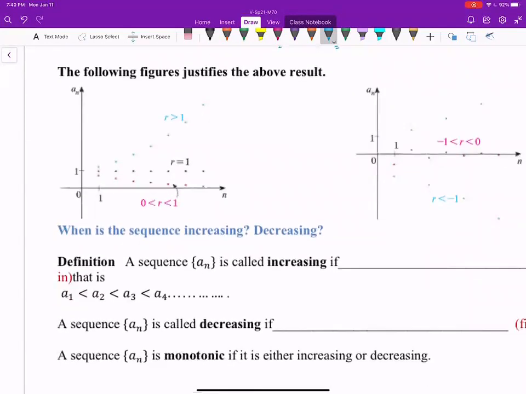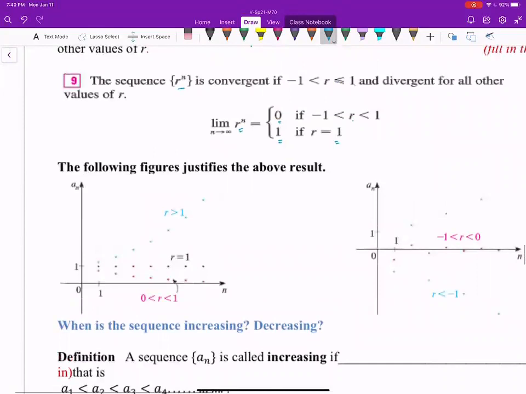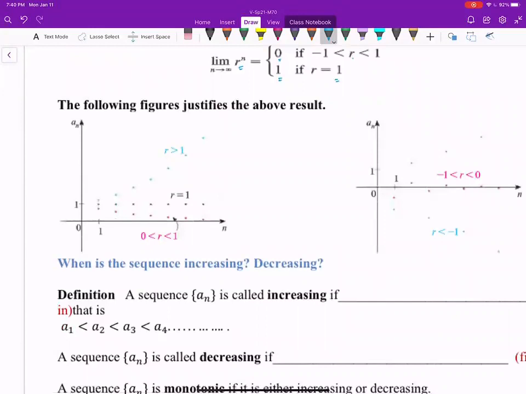You can look at the picture here. You can choose a value of R between -1 and +1, let's say 1/2. Then you find 1/2 to the power n, for n equal to 1, n equal to 2, n equal to 3, and so on. When R lies between 0 and 1, you notice the pink ones are all approaching the value 0. Then when R equal to 1, it's stationary, it's equal to 1. So in either case it is convergent.